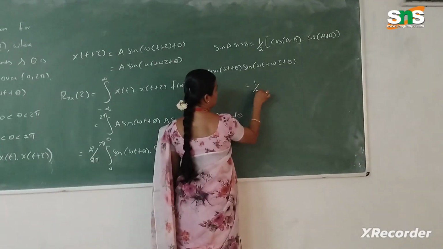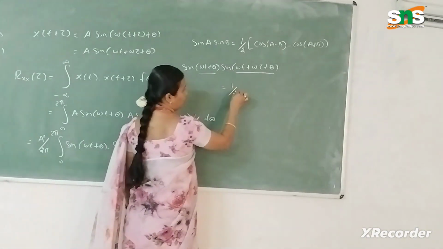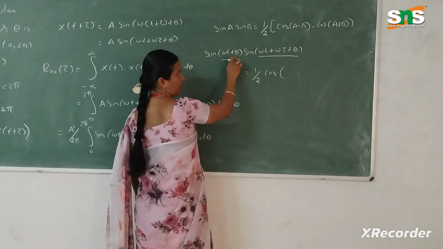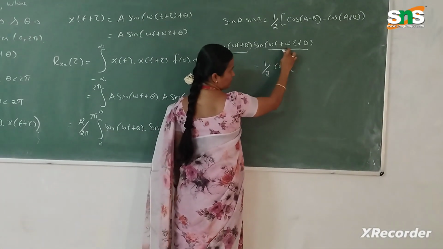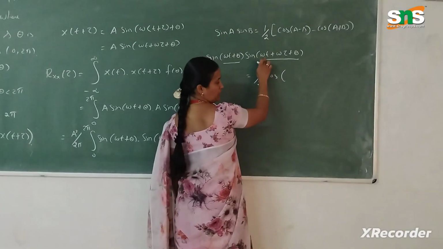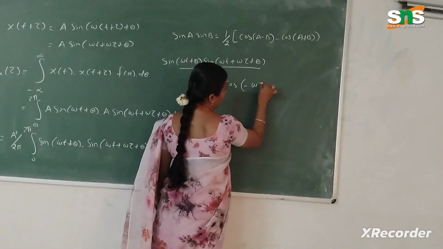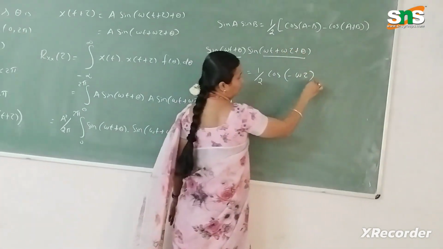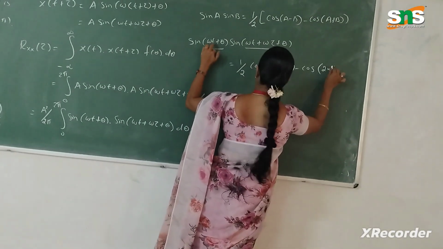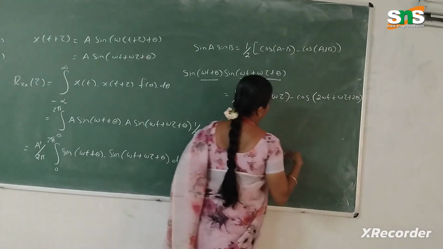Now I am going to replace A and B. So 1 by 2 into cos of A minus B, where the A angle is omega t plus theta and the B angle is omega t plus omega tau plus theta. First A minus B: omega t minus omega t cancels, theta minus theta cancels, remaining minus omega tau. Minus cos of A plus B, which is 2 omega t plus omega tau plus 2 theta.